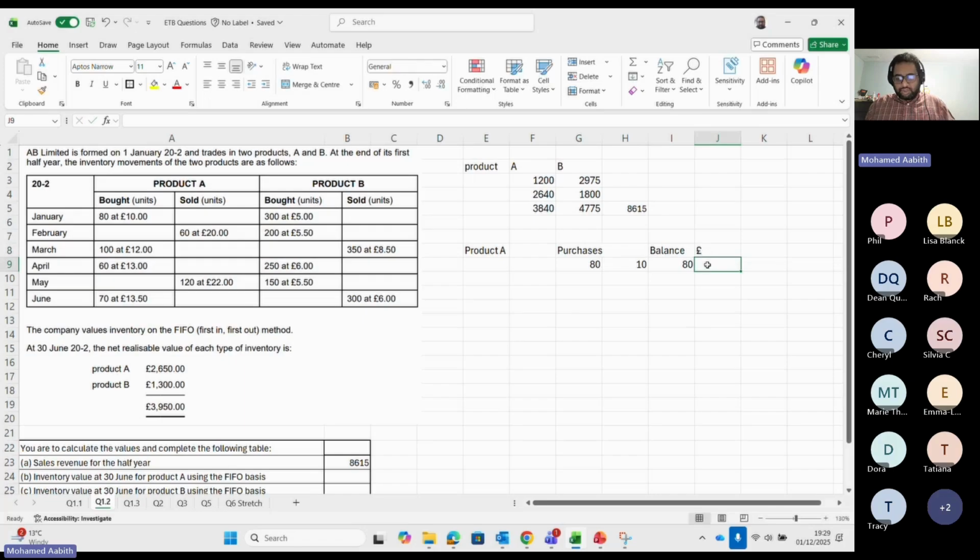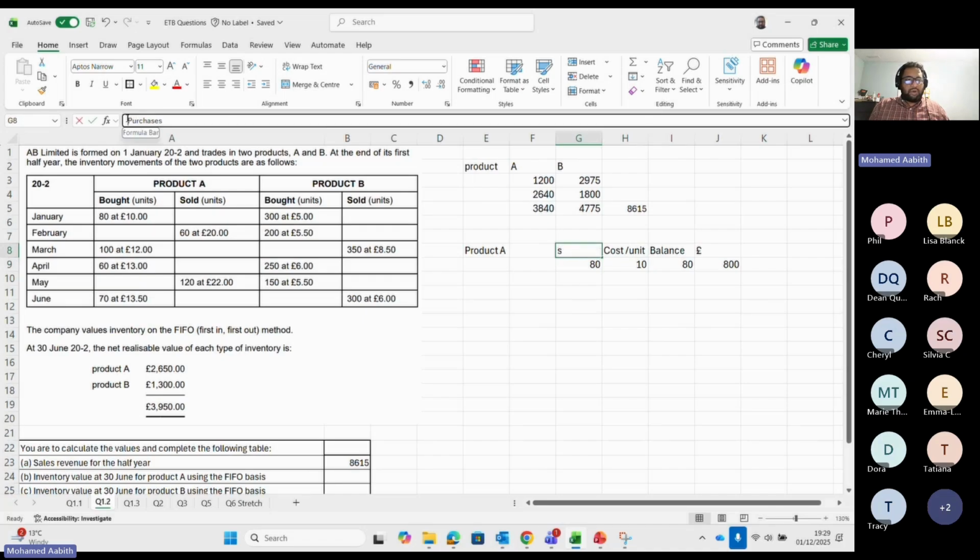I'm just going to do this way, equal to that times that. So it's going to be £800. This is the balance of it. So this is the cost per unit. This is the number of purchases. Okay, so that's fine.